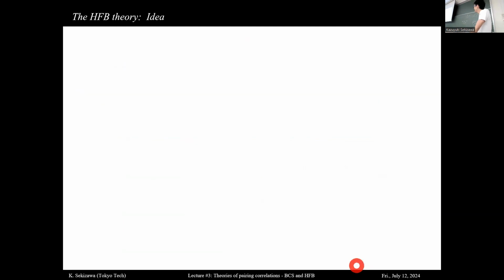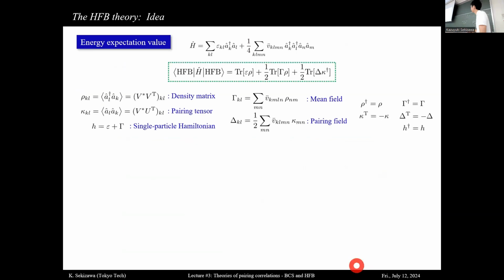Okay, then I think I will skip the details, but you can take a normal standard Hamiltonian like this, a one-body part and a two-body part, and then you can take the expectation value, and then you can derive these equations. And if you are interested, you can look at this textbook by Ring and Schuck, for instance. There, everything is written. So those are just the details.